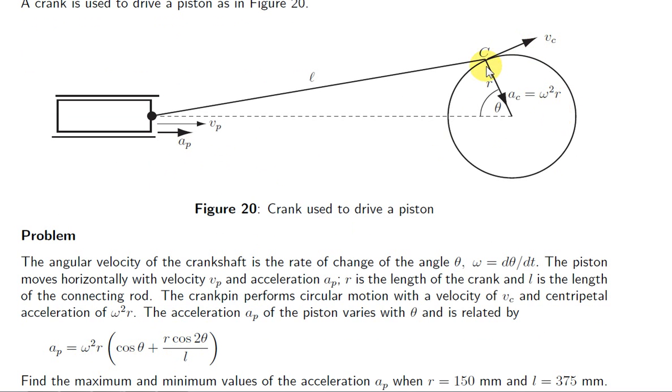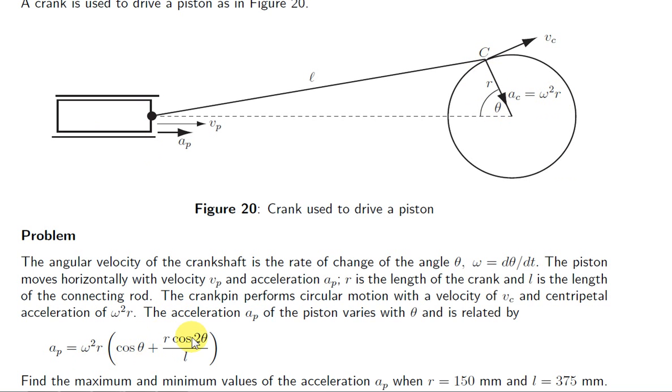Now you probably know from circular motion that if a point moves at constant speed in a circle, then its acceleration is given by omega squared r. Omega will be a constant if the point is moving at constant speed. The angular velocity is omega. Omega squared r times cos theta would give us the horizontal component of AC. AC is directed towards the center of the circle, so that would give us one of the terms of the acceleration of the piston.